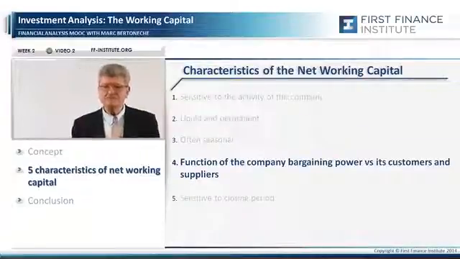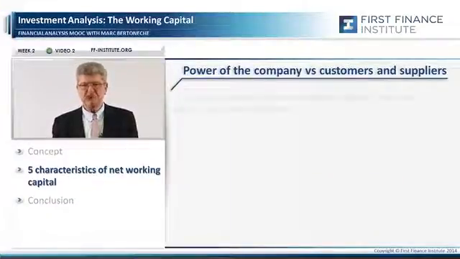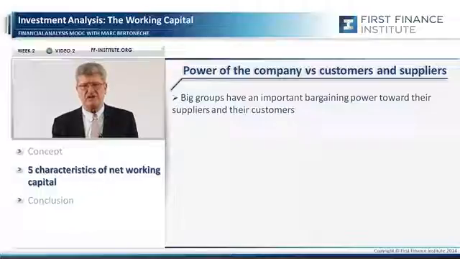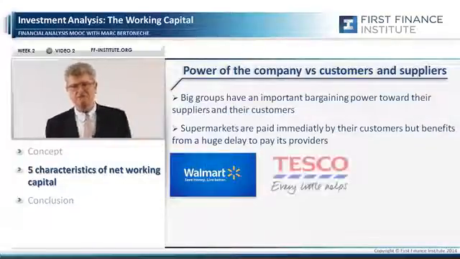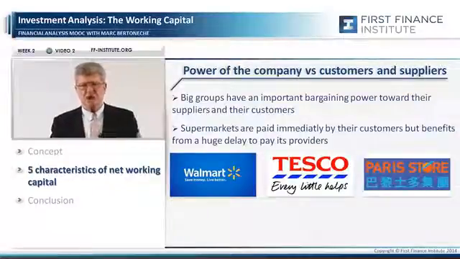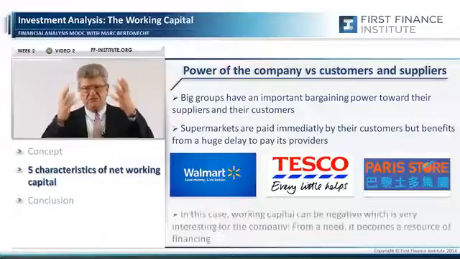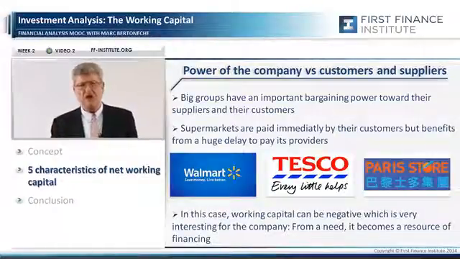Four characteristics. Net working capital reflects the balance of bargaining power of the company vis-à-vis its suppliers and vis-à-vis its customers. Usually big groups have a very strong bargaining power vis-à-vis their suppliers and sometimes vis-à-vis their customers. Think about supermarkets, Walmart, Tesco, Carrefour. They are paid by the customers cash right away when they get out of the shop and have often 60, 90 days, sometimes more delay to pay their suppliers.